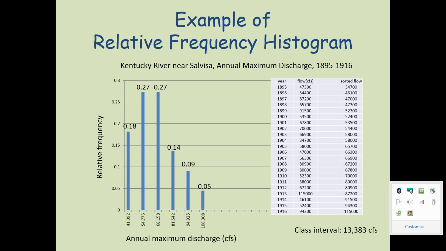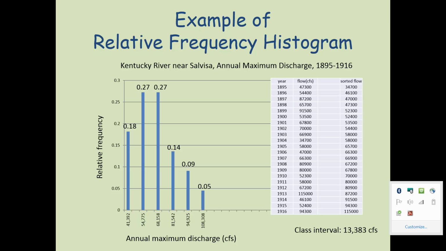We'll continue our discussion about statistics in design for BBE 2002. We had left off by talking about the relative frequency histogram by showing the example of the Kentucky River near Salvisa in Kentucky. This relative frequency histogram has to do with the distribution of the occurrences of the annual maximum discharges from the period of record 1895 through 1916. This distribution helps us to understand the frequency at which certain events occur.